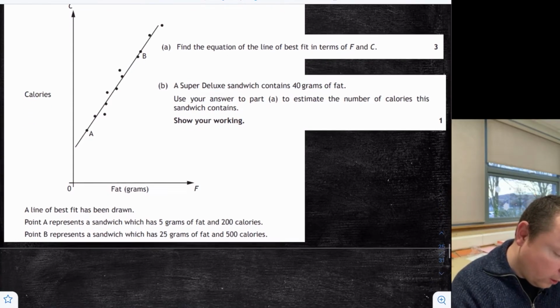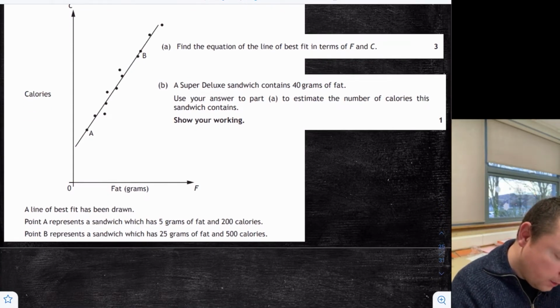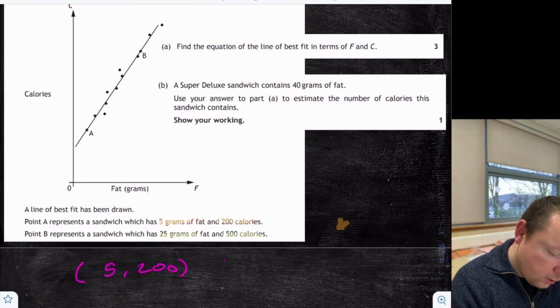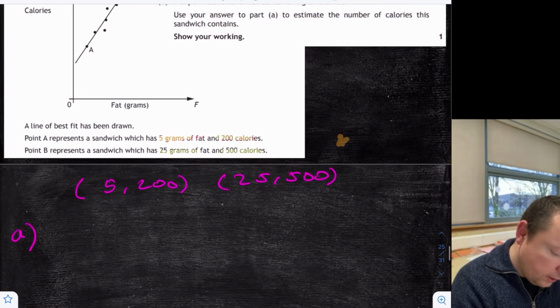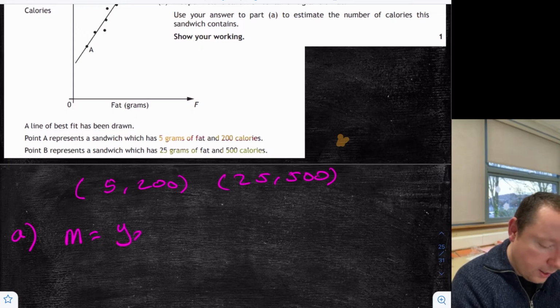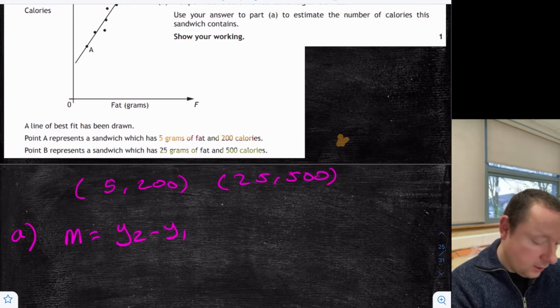Let's see if we're given any points. Way down right at the bottom, it says point A represents 5 grams of fat and 200 calories. And point B represents 25 grams of fat and 500 calories. So our 2 points that we've got are 5 and 200 and 25 and 500. So for question A, to get the equation of a line, well, we need the gradient, which remember is y2 minus y1 over x2 minus x1.